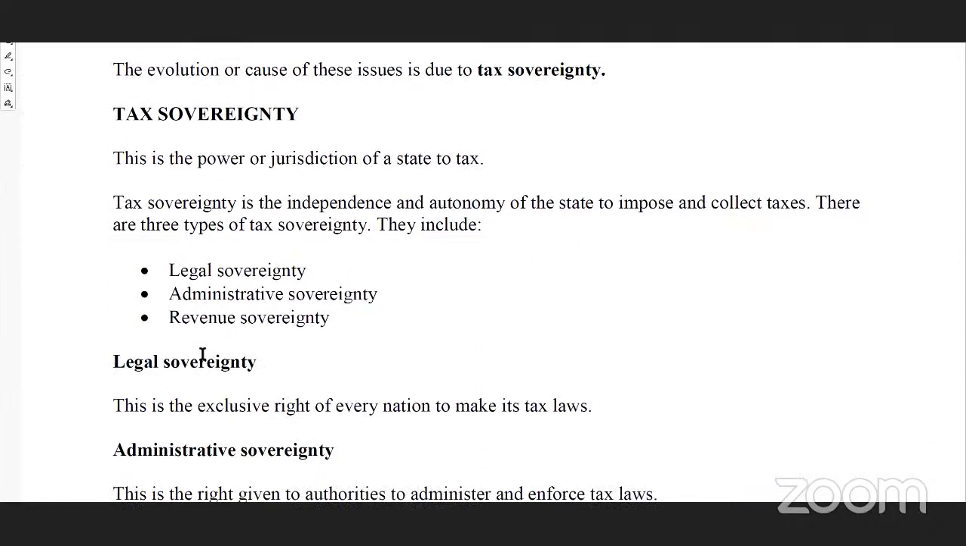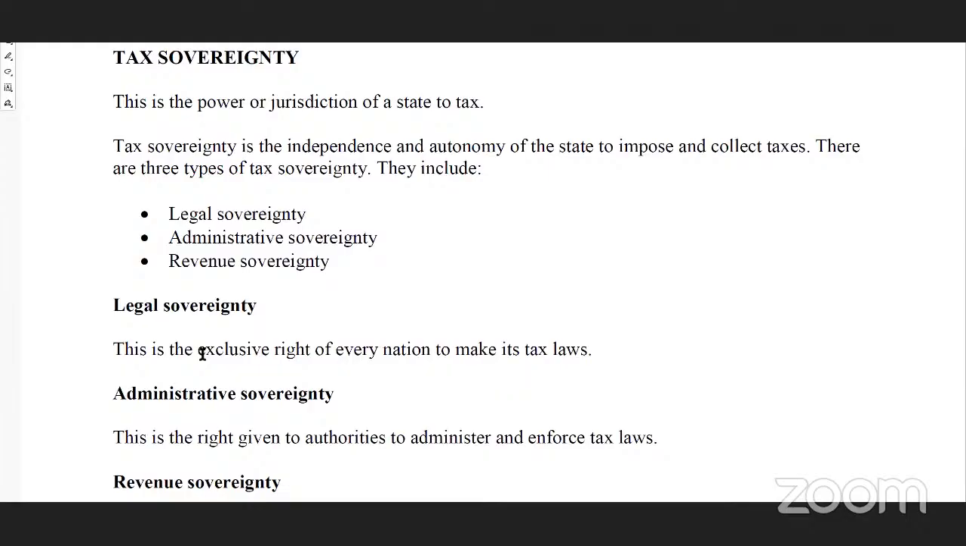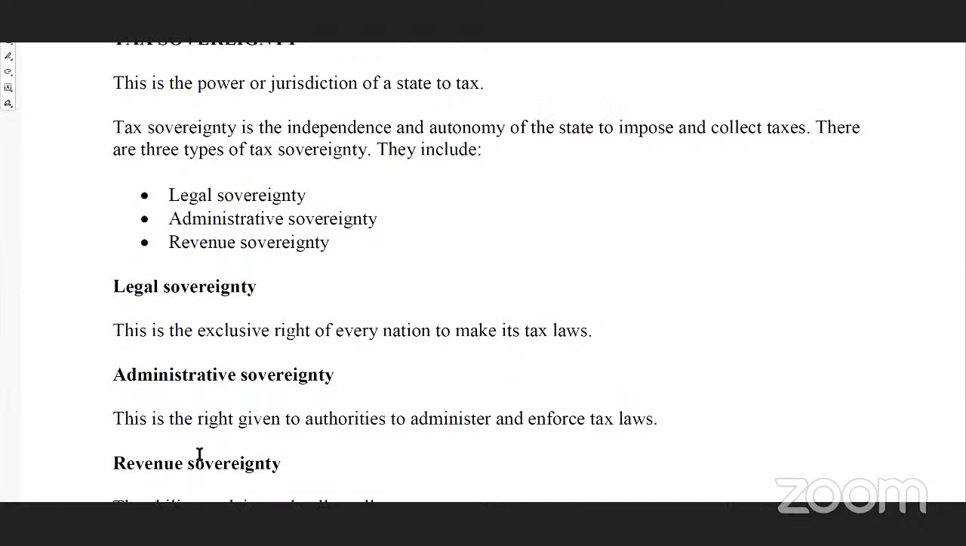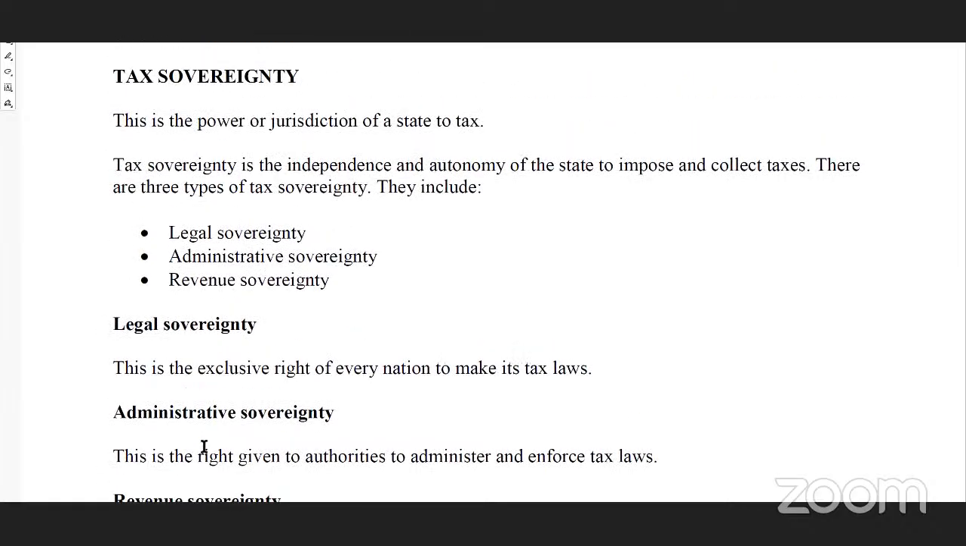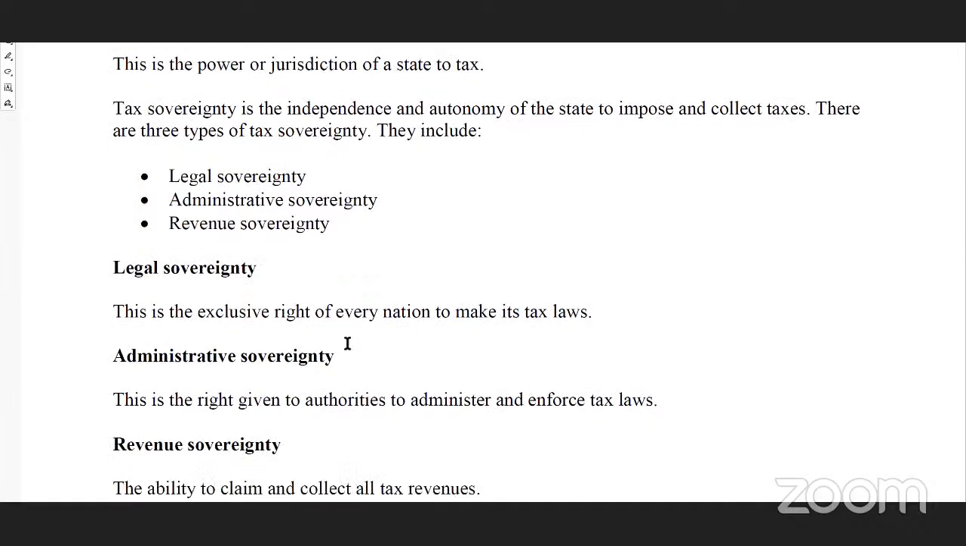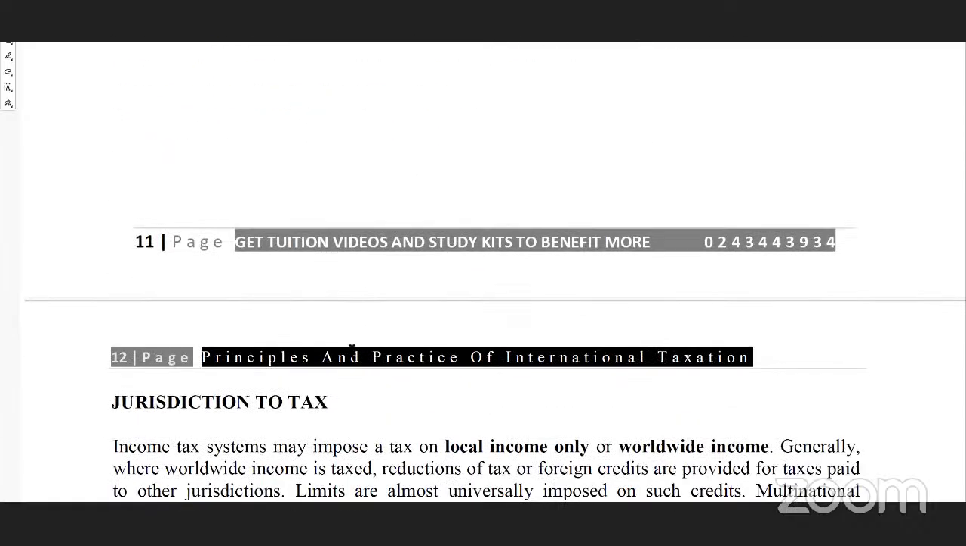So tax sovereignty is just the power of jurisdiction of a state to tax, and it is the independence and autonomy of the state to impose and collect taxes. And there are three types of tax sovereignty. Legal sovereignty, the ability to make your own laws. Administrative sovereignty, the right of the tax authorities to administer and enforce the tax laws. And then revenue sovereignty, which is your ability to collect all tax revenues. All right. So I said, so far as all of us have the ability to take money, definitely there'll be a problem. And that is the problem of either tax competition or double taxation.